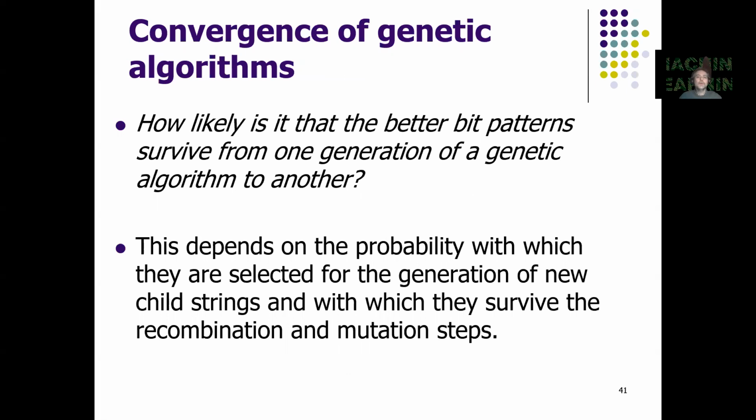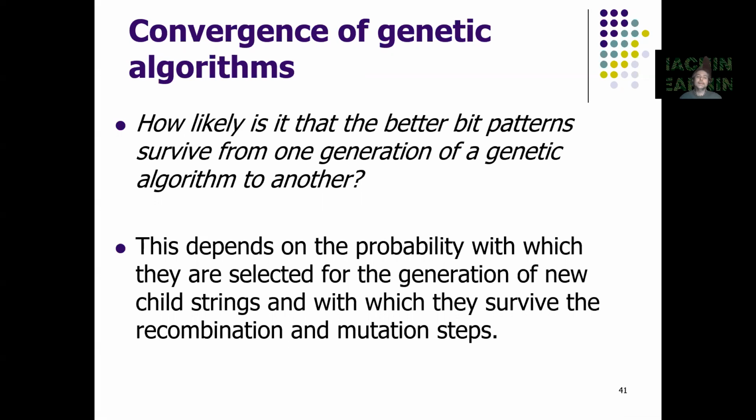A few words about the convergence of genetic algorithms. It's not so easy to prove convergence. There is a theorem, called the schema theorem, which proves convergence. Basically, that means that the best bit patterns survive from one generation to the next by applying the sequence of the different operators, okay? And that would lead to convergence.